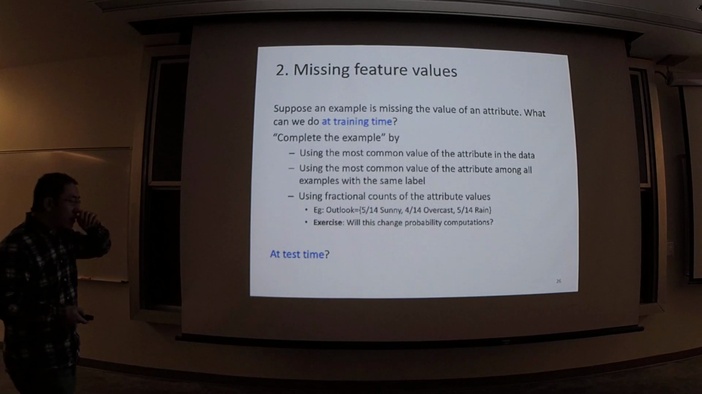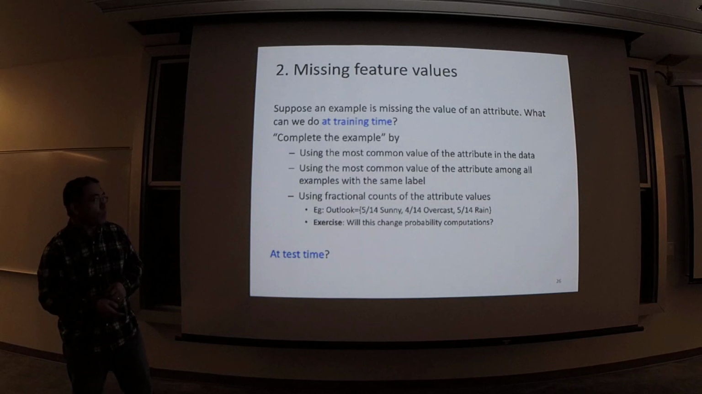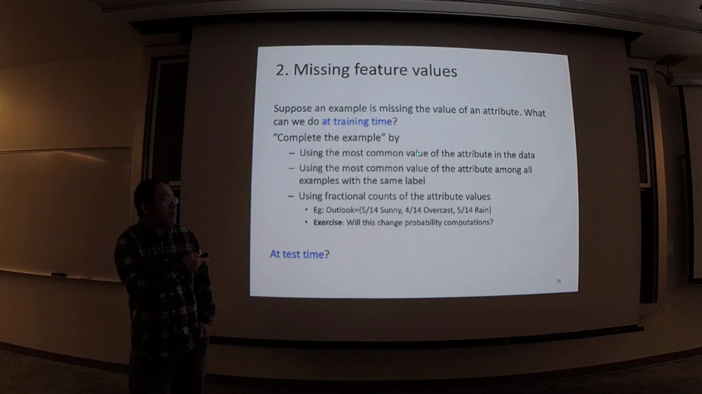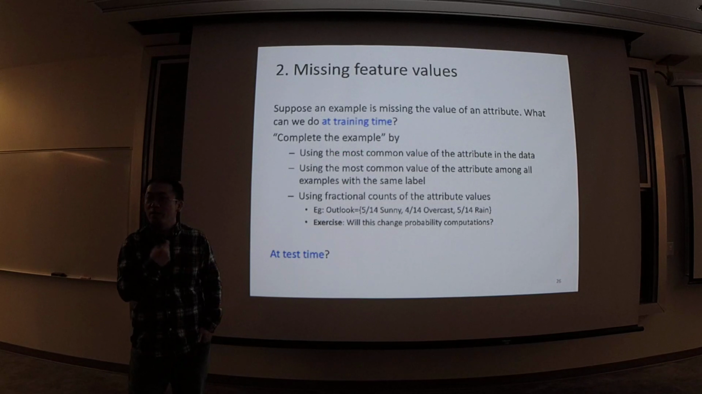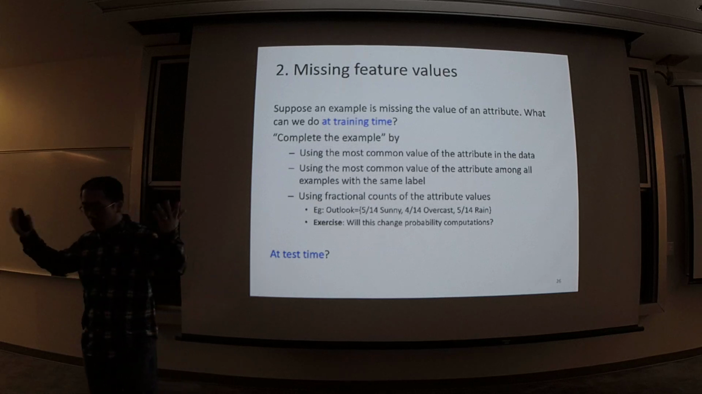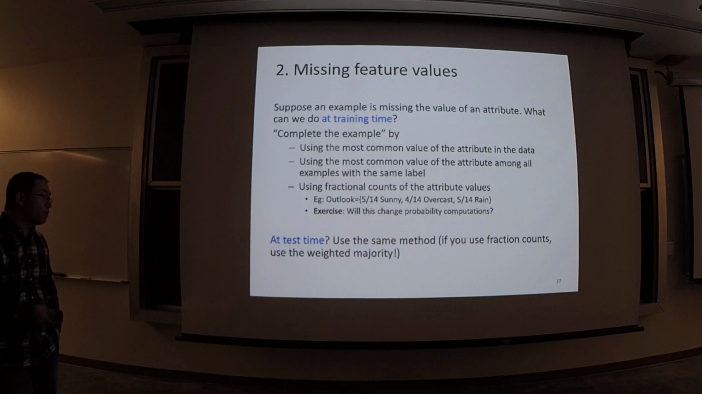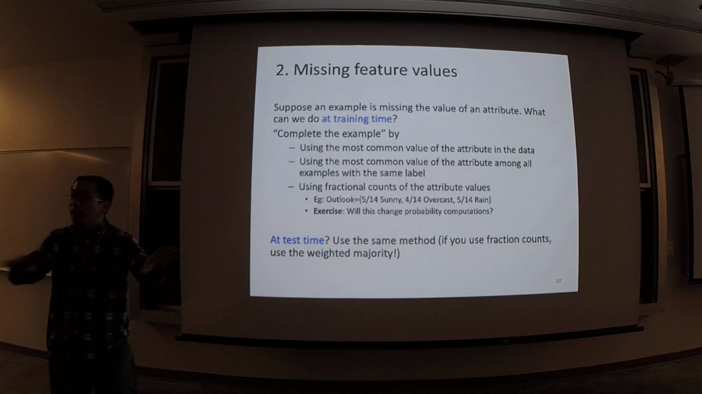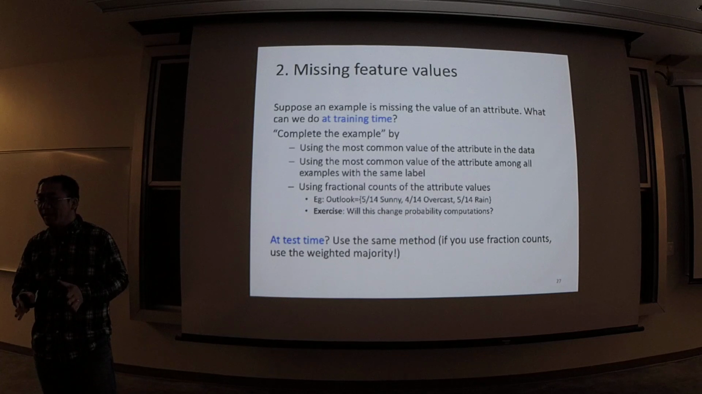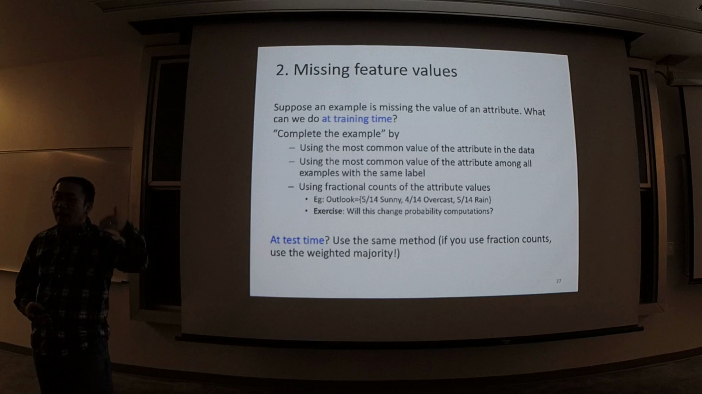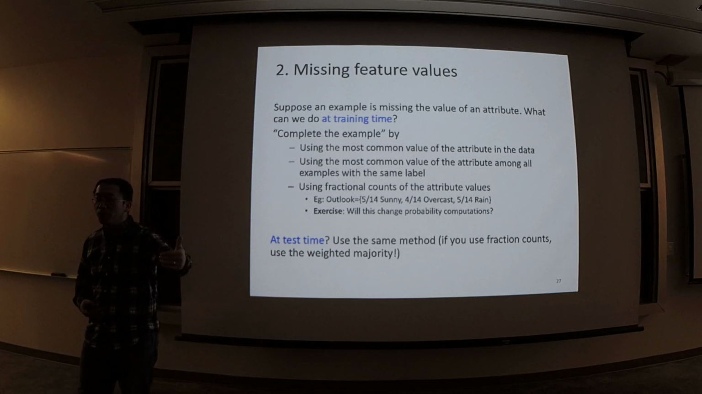But again, the most straightforward way is to complete the missing feature value in a test example with the most common value of that feature in the training set. Of course, we want a smarter way to do that, so we want to use fractional counts again. How can we do that? Again, we split the incomplete test example into several fractional test examples, where in each test example the feature takes a distinct value. Then I can have multiple predictions.